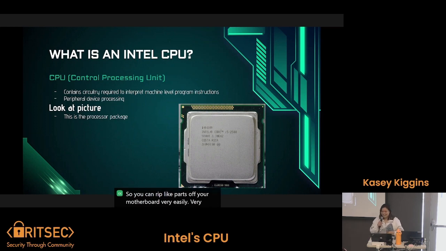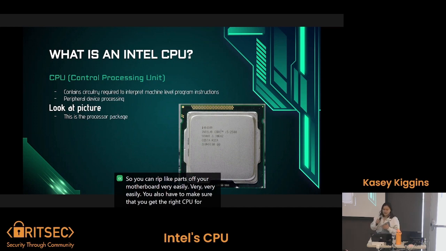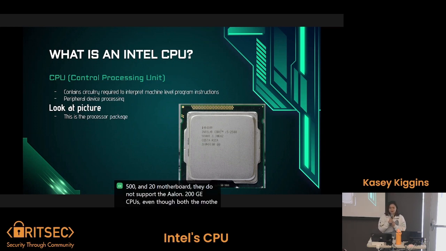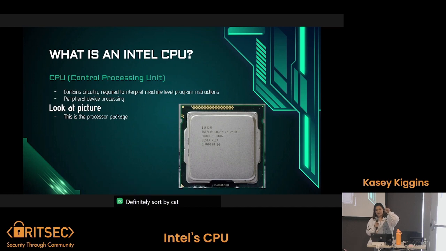Very, very easily. You also have to make sure that you get the right CPU for a motherboard, I found out. For example, the AM4 A520 motherboards do not support the Athlon 200GE CPUs, even though both the motherboard and the CPU are AM4 and made by the same company. They're not supported. So if you go to PCPartPicker, definitely sort by category of what works with what.